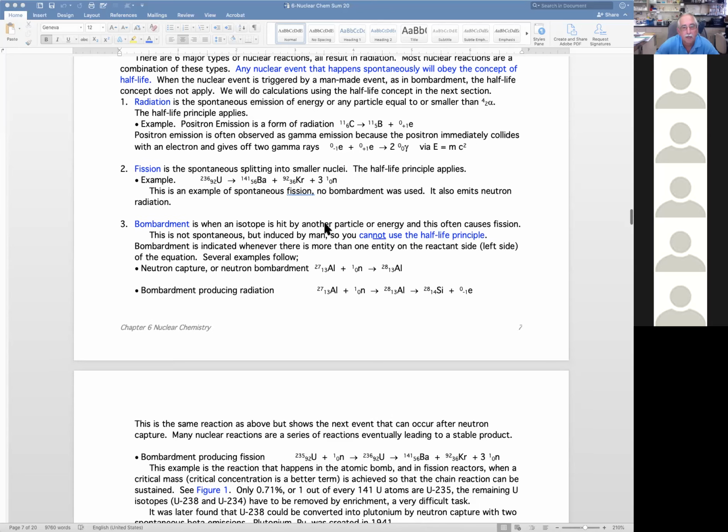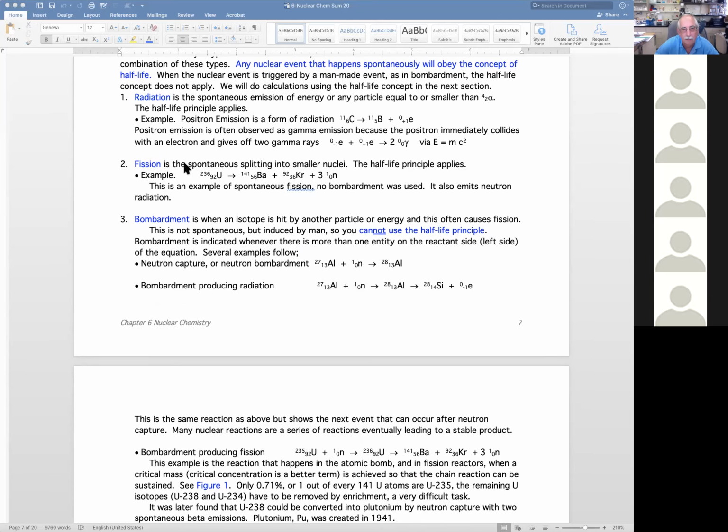Okay, so another type is fission. It's the spontaneous splitting into smaller nuclei. So here, the half-life principle applies because I just told you it was spontaneous. So here, uranium-236 gives off 3 neutrons, and at the same time, it breaks down into 2 smaller isotopes, right?